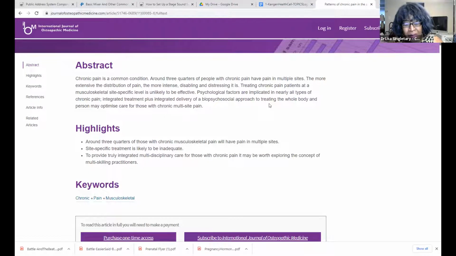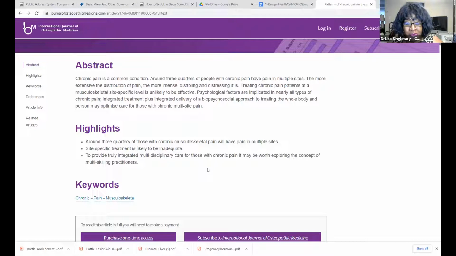And I love, you can just feel from the wording of the abstract that they have a different approach than your standard medical approach to pain. So here are the highlights. Three-quarters of people with chronic musculoskeletal pain have pain in multiple sites, and those sites aren't always explained by the neural connections that we learned when we talked about referred pain.